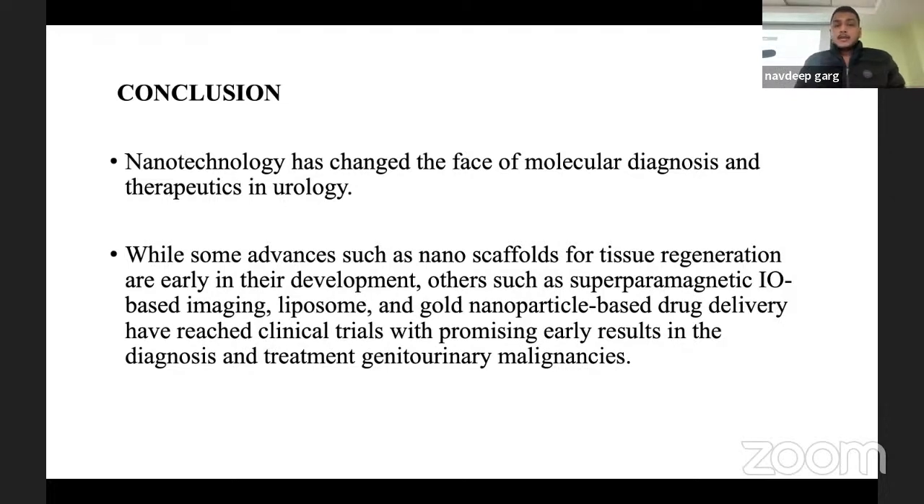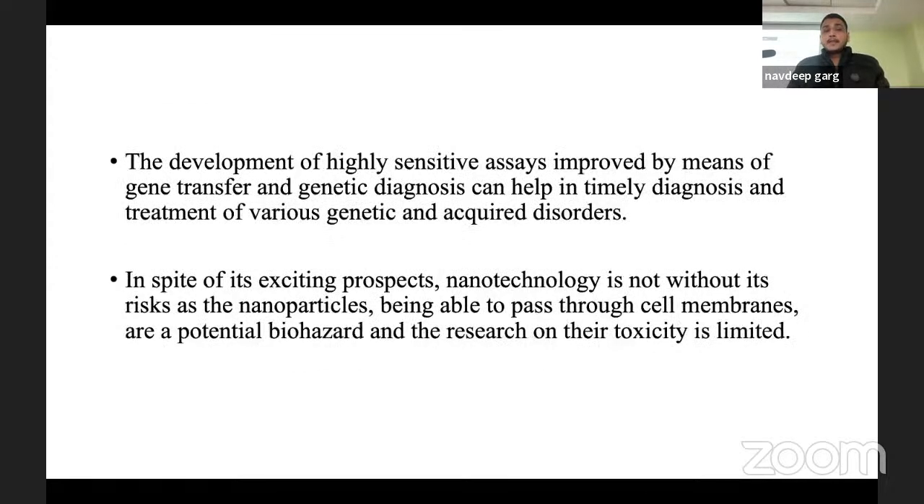While some advances such as nanoscaffolds for tissue regeneration are early in their development, others such as superparamagnetic iron oxide based imaging, liposomes, and gold nanoparticle based drug delivery systems have reached clinical trials with promising early results in diagnosis as well as the treatment of genitourinary malignancies. The development of highly sensitive assays improved by means of gene transfer as well as genetic diagnosis can help in timely diagnosis and treatment of various genetic and acquired disorders.